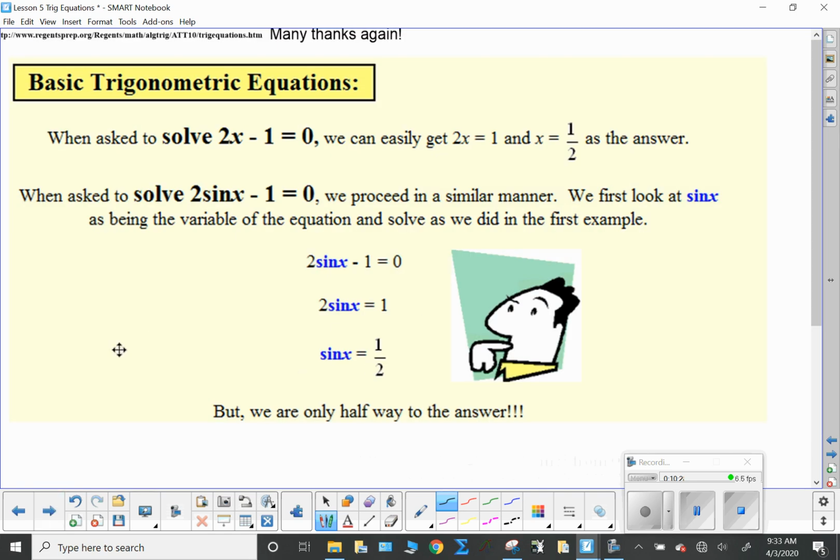Okay, what if you have to solve 2x minus 1 equals 0? Well, that's easy. You add 1 to both sides, divide by 2. Boom. So now if I want to solve 2 sine x minus 1 equals 0, I'm going to proceed in the same manner. I'm going to add 1 and then divide by 2. But we're not quite there yet. I don't have x by itself. I have sine x. So what do I have to do? I have to do the inverse sine.